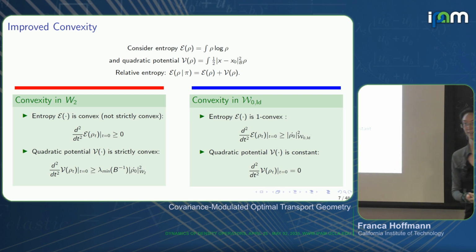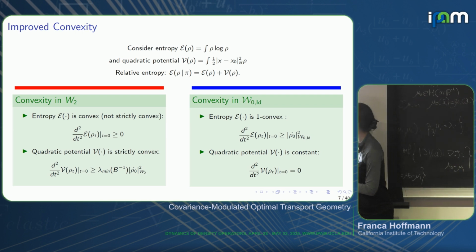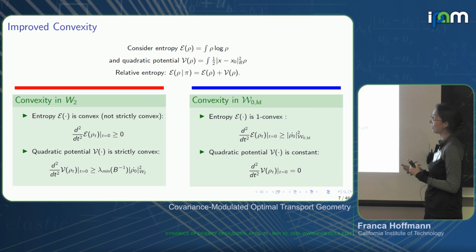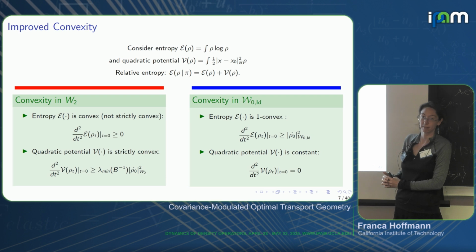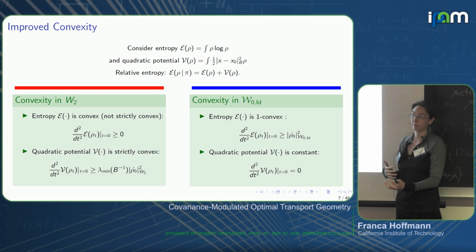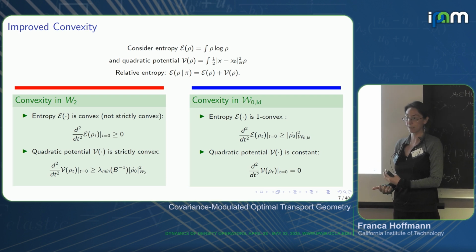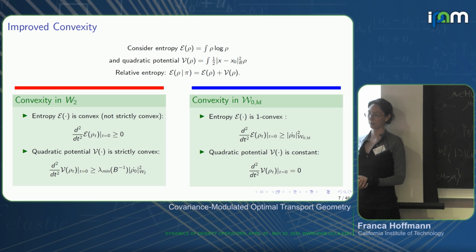This is a problem that I discussed with Lorenz already some time ago, which I think is a very interesting problem: how can we explain this? Is there maybe some curvature of the underlying space? The fact that we're now putting a different metric on this space, is there some curvature property of the underlying space that causes this change in convexity properties of the functionals?